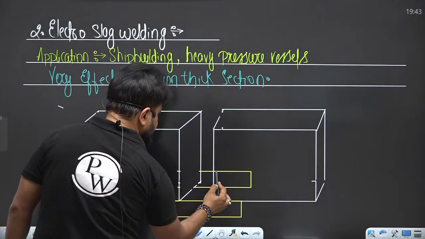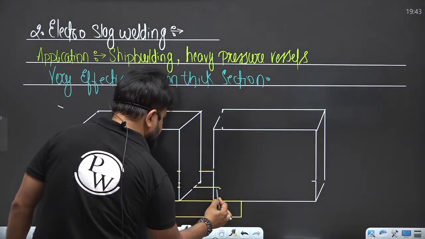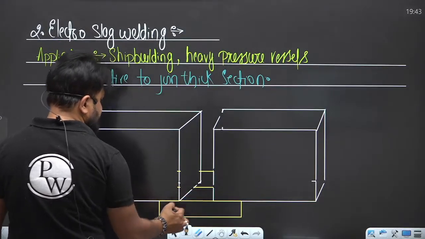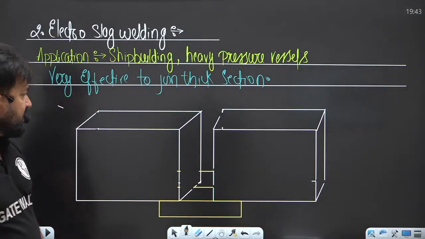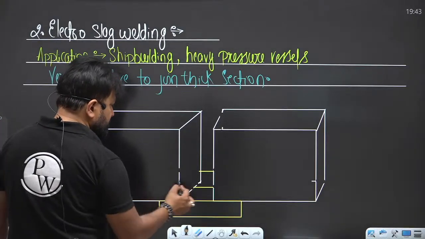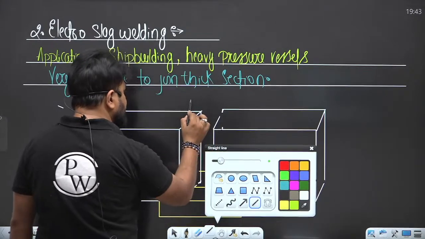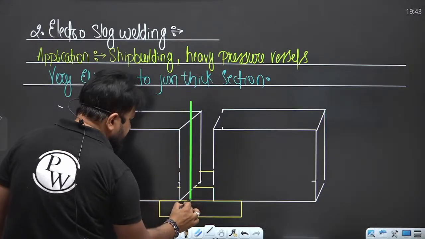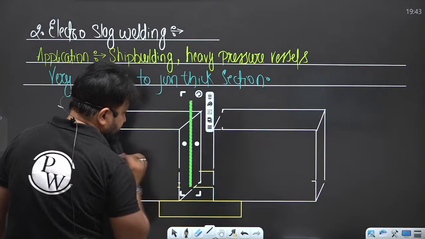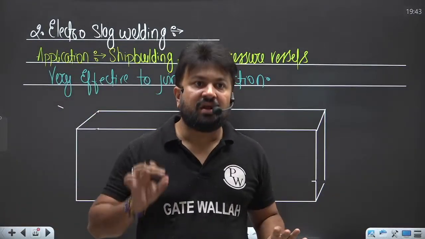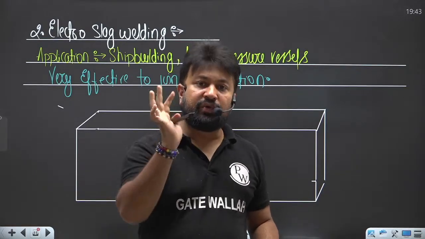We are going to place a starting plate, right? So this is the scenario of the starting plate. Now, what we are going to do? The electrode is going to touch. There will be multiple electrodes. We are going to touch and separate. Now, this is a 3D figure. Now, I'm going to draw a two-dimensional figure.